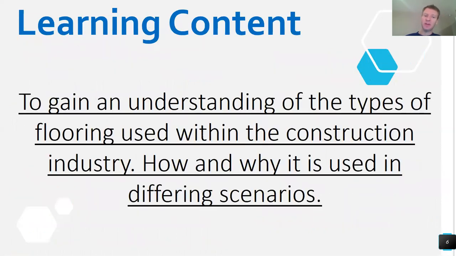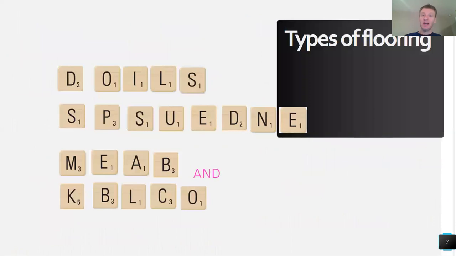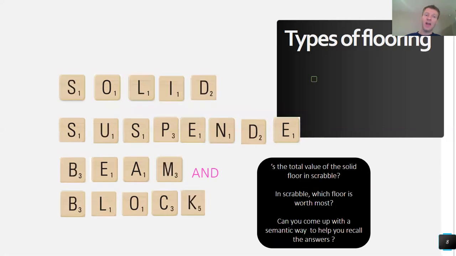Okay, today we're going to be looking at how we use different kinds of flooring in the construction industry and how that is done for different scenarios. So have a look at these. These are different words, but can you tell they've been jumbled up? What kind of floors could we be talking about? Okay, the top one was a solid floor. We have the suspended floor, and we have the beam and block floor.